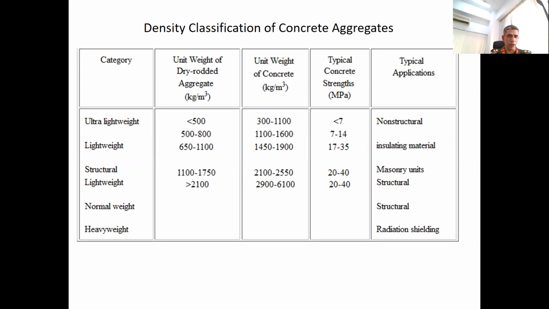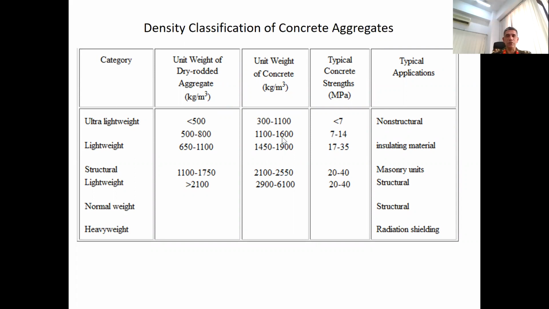So the rodding, okay? In case of ultra lightweight aggregate, its unit weight will be less than 500 kg per meter cube. But in case of structural lightweight aggregate, its unit weight will be more. It will be less than 2100 kg per meter cube. And this is about aggregate. And then this aggregate with cement, sand, and water will make concrete.